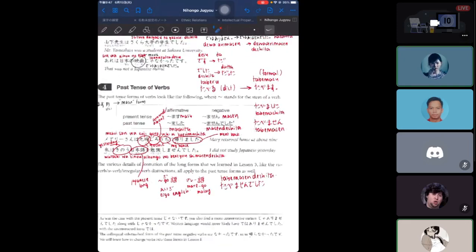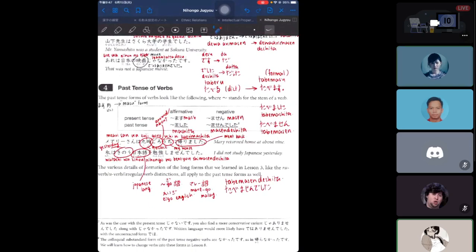Do you have any questions for this, the past tense verbs? No questions. I want to ask, for example, 勉強しません. If we answer to the teacher, for example, is that rude?